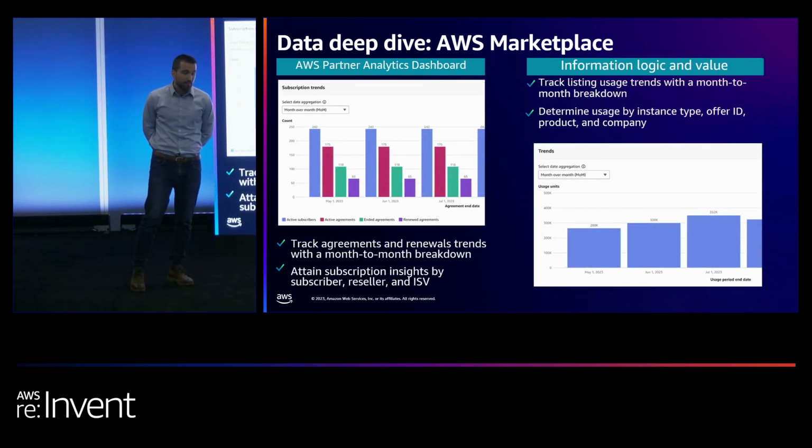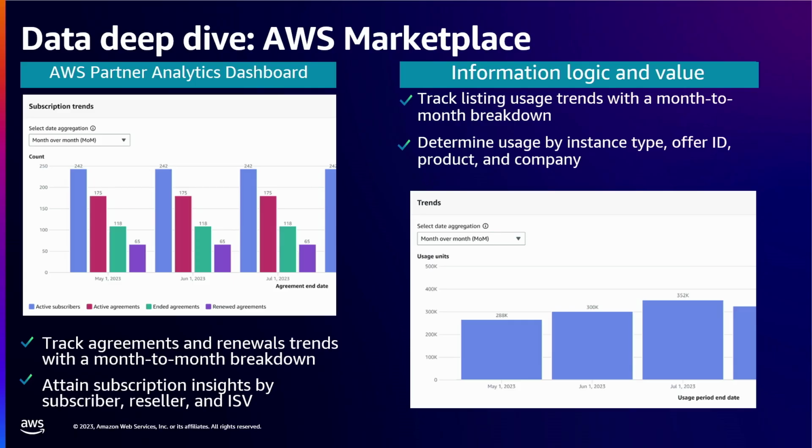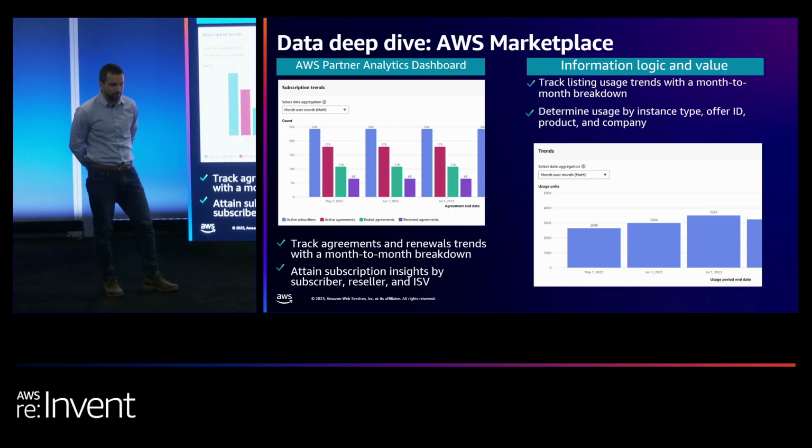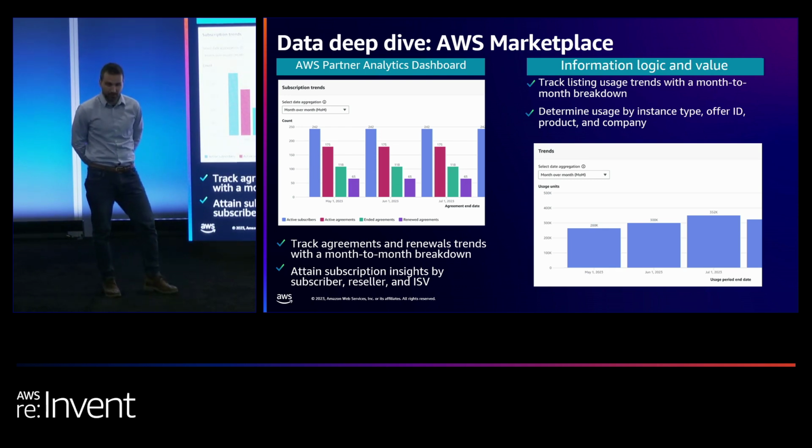And moving on, another very popular view with our sellers is agreements, right? It's your customers. So here is where we give you visibility into your subscriptions: new subscriptions, active subscriptions, subscriptions that have ended, renewals, upcoming renewals. And again, all of this is breakable by product type, customer, company, reseller, and others.